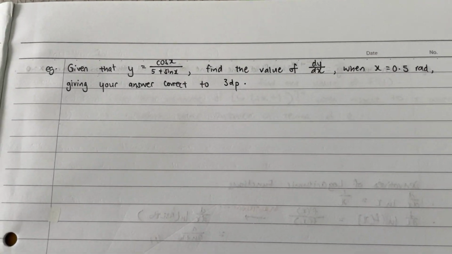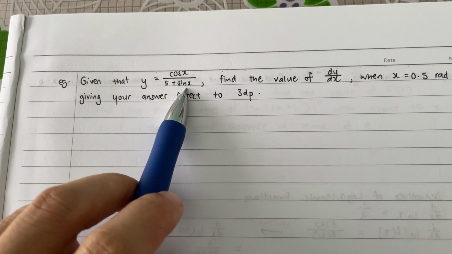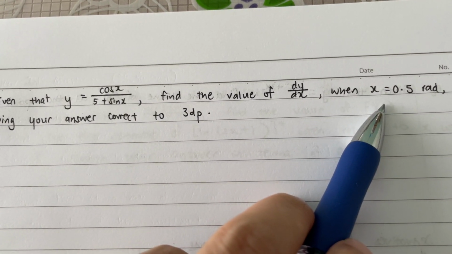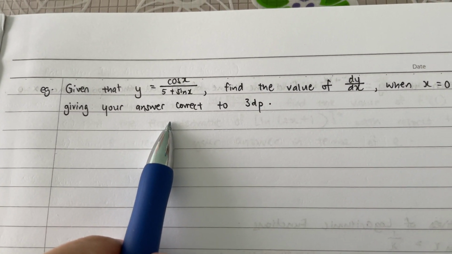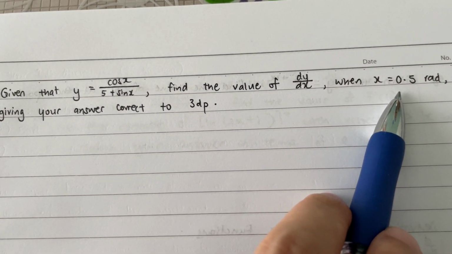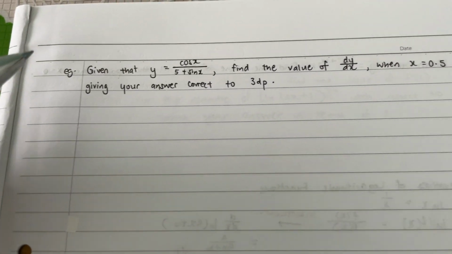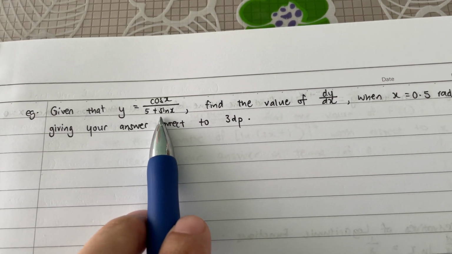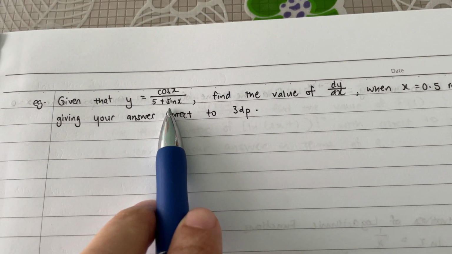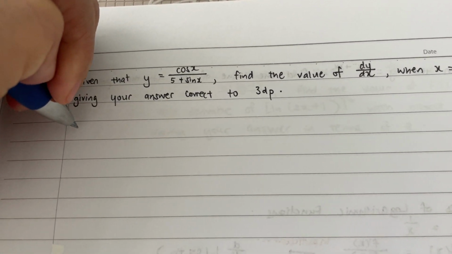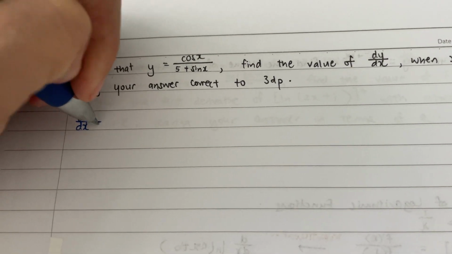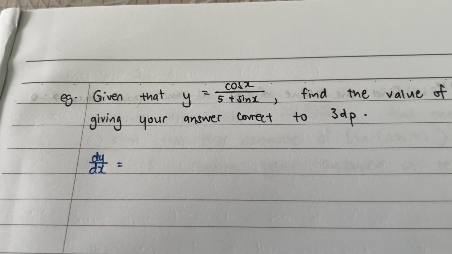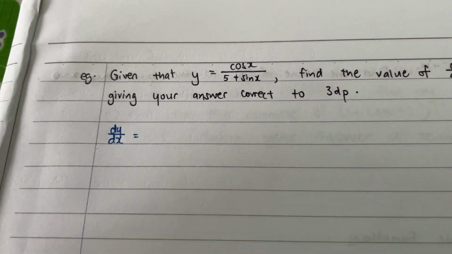let's take a look at this, whereby given that y is cos x over 5 plus sine x, find the value of dy dx when x is 0.5 radian, giving your answer to 3 dp. Let's not concern ourselves with what x is first, but we find dy dx. Because if we sub x equals to 0.5, we do not have any more x in the equation. How are we going to find dy dx, right? So let's find dy dx first. And if we were to look at the equation, it's in the form of a fraction. So let's use the quotient rule.